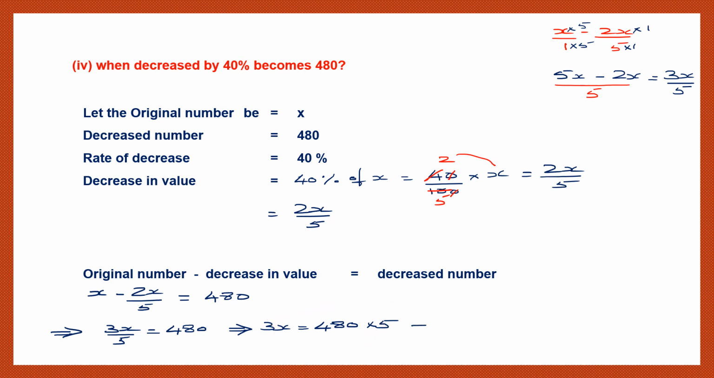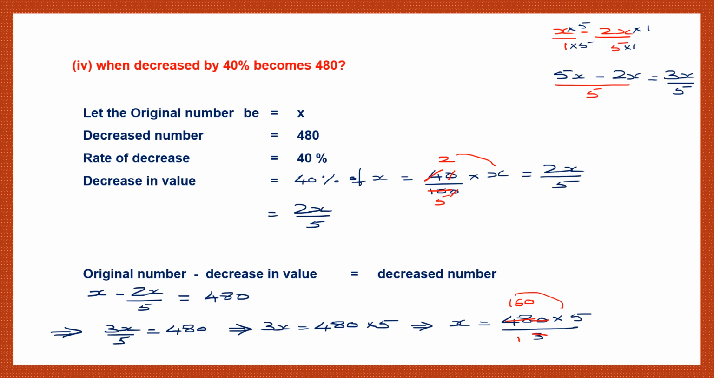So now to solve for x, leave only x here. On the right side, we have 480 into 5 divided by 3. Now cancel. 3 ones are 3. Now here 3 into what is 48? 3 into 16 is 48. So add the 0. 3 into 160 is 480.